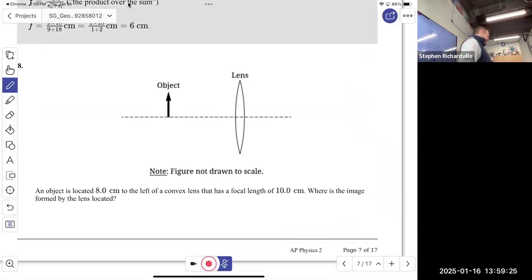Now, there's another one, right? An object is located at 8 centimeters. So let's crank through these. 8 centimeters to the left of a convex lens. It has a focal length of 10 centimeters. Where's the image formed by the lens? Okay, so here's the deal. If this is 8, this is my red flag one. Draw it out if you have to. That means this is 10, right?